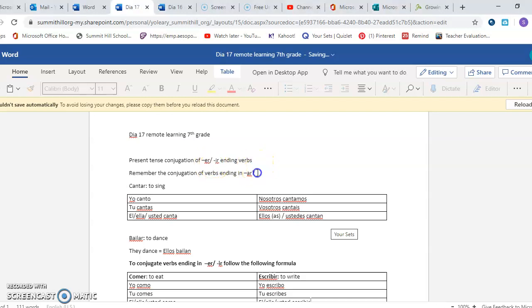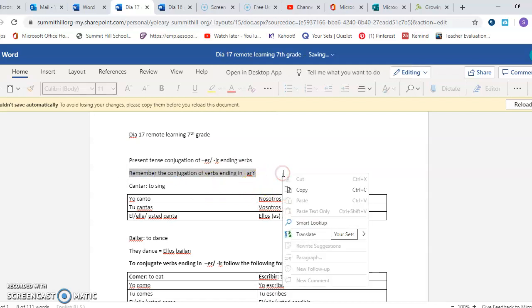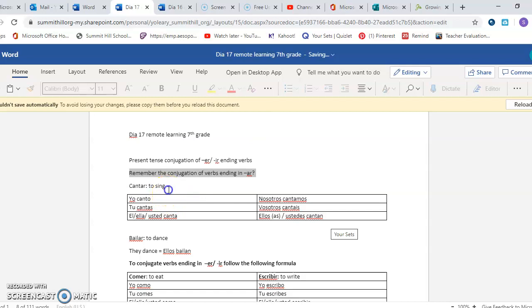Alrighty. In the past, back in second quarter, we learned the conjugation of the verbs ending with an AR. And I'm going to give you an example, cantar. Cantar is an example of an infinitive. Remember, infinitives are words in Spanish that end in AR, ER, and IR ending. If this one ends in an AR ending, which is cantar, we do a conjugation.